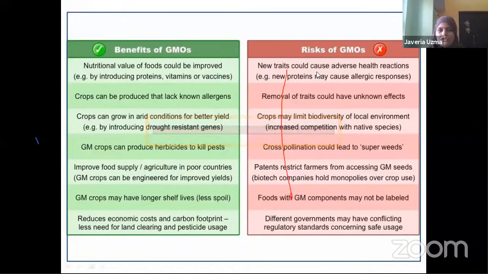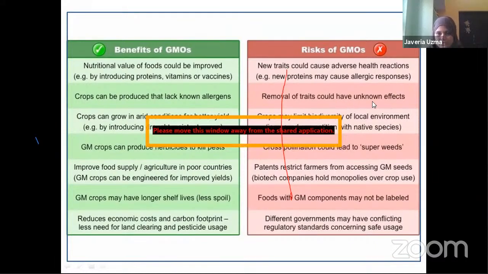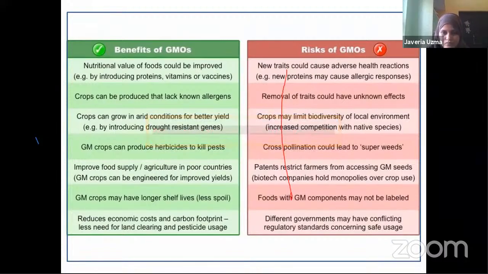Some of the risks are: new traits can cause adverse health reactions, very minute, but sometimes the new characters which are introduced into plants cause adverse health reactions like allergies and others. Then removal of traits could have unknown effects. For example, when you introduce herbicide resistance into plants, the weeds will get killed due to herbicide spray. Like we have discussed about glyphosate. When you are using glyphosate or Roundup Ready spray, that is destroying all the weeds.